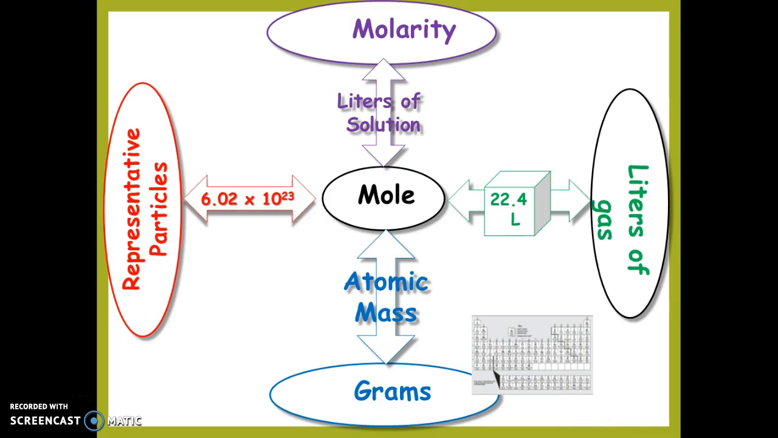Okay, this is just a reminder of what we talked about before. We can see that we have representative particles. 6.02 times 10 to the 23rd goes with particles. We can see 22.4 goes with liters of gas. We can see that we need the atomic mass to get the grams, and we know that we're going to have to use the periodic table to do that. We don't know much about molarity, and we'll talk more about that a little bit later. So here we go with the first problem.